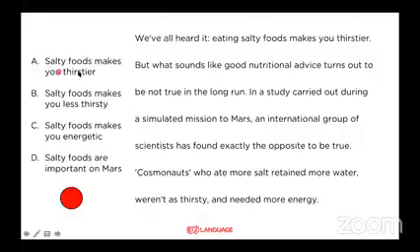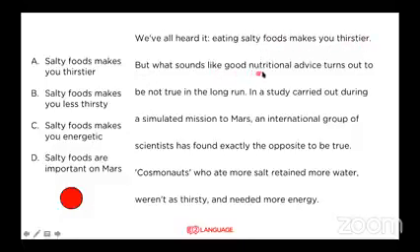Okay, let's have a look. Salty foods make you thirstier. Sorry, my grammatical mistake there. Salty foods make you less thirsty. Okay, one, salty foods make you thirstier, more thirsty, or less thirsty. Salty foods make you energetic. Salty foods are important on Mars. Well, let's have a look. We've all heard it. Eating salty foods makes you thirstier.